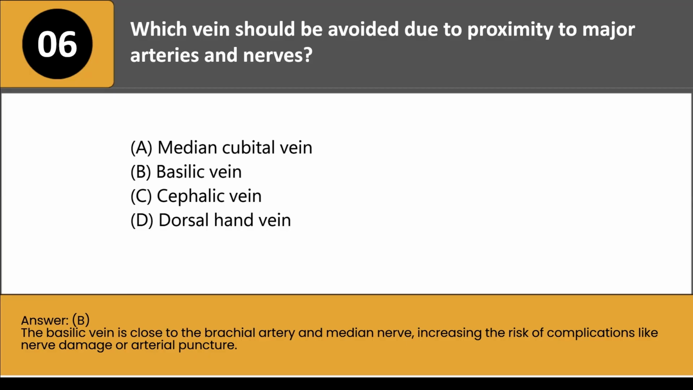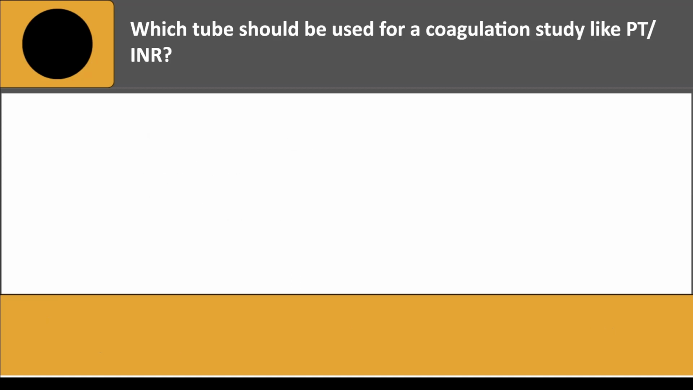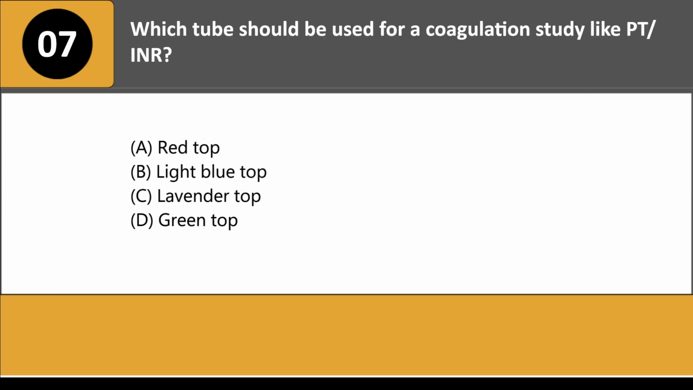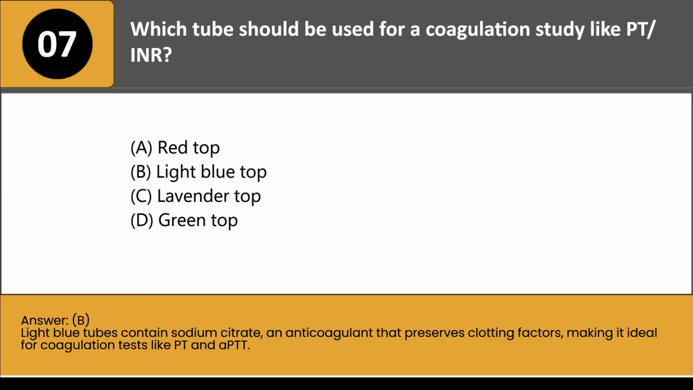Which tube should be used for a coagulation study like PT/INR? A. Red top. B. Light blue top. C. Lavender top. D. Green top. Answer: B. Light blue tubes contain sodium citrate, an anticoagulant that preserves clotting factors, making it ideal for coagulation tests like PT and APTT.